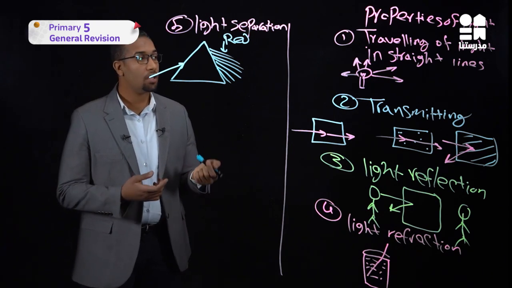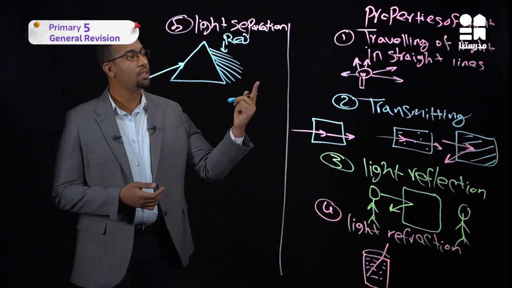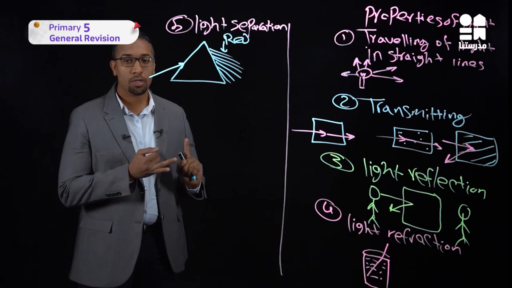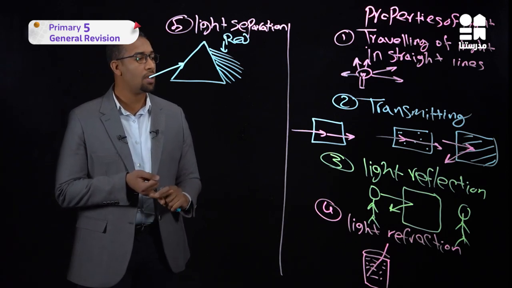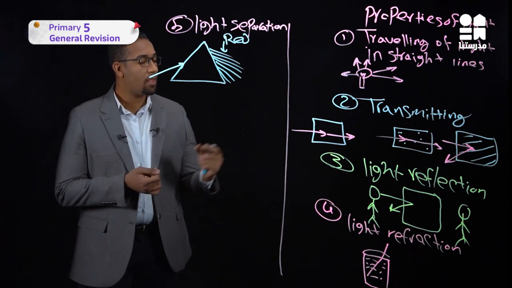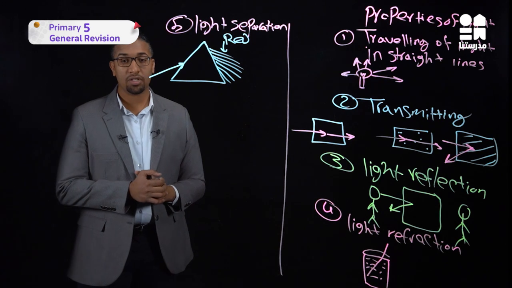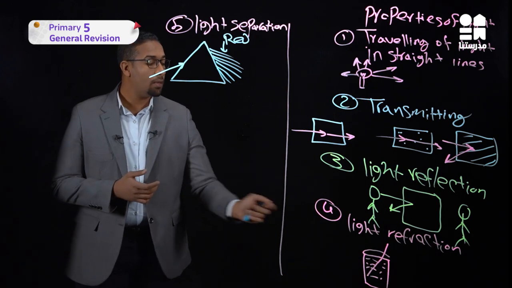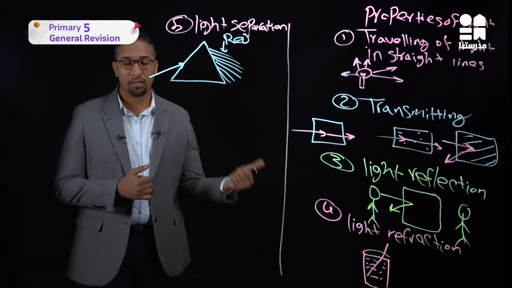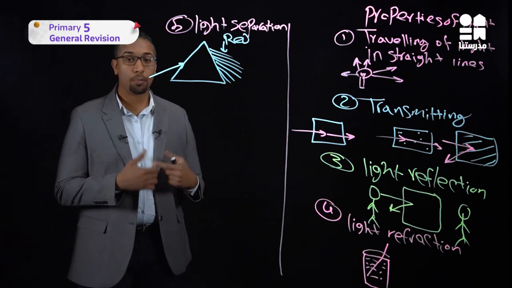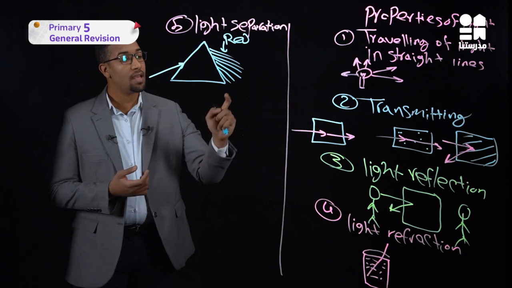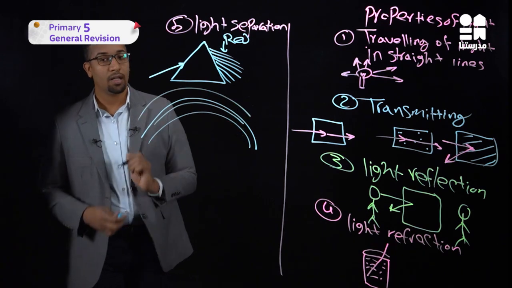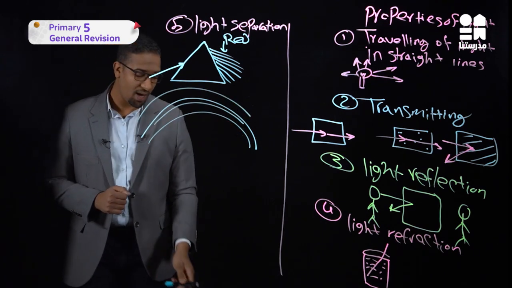And many phenomena occur because of these properties. First property, 2 phenomena occur because light travels in a straight line, which are formation of shadow and formation of images through narrow holes. Property number 3, the phenomenon is light reflection. We see our image in a mirror. Property number 4, we see the pencil or the pen or the rod seems broken because of light refraction. And we see a rainbow in the sky because of what? Because of light separation. So let's continue our revision.